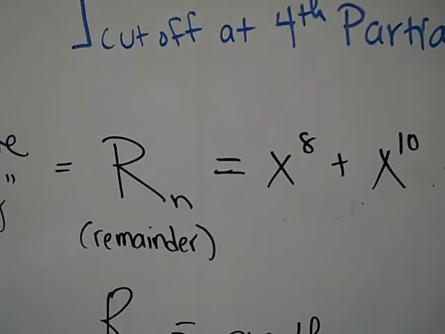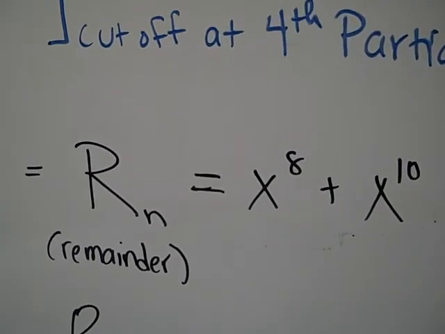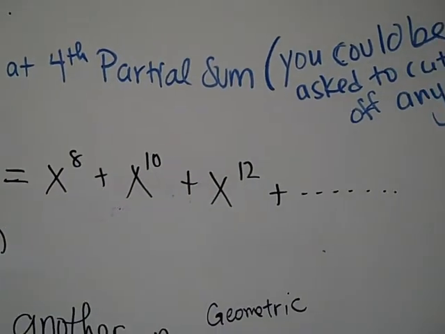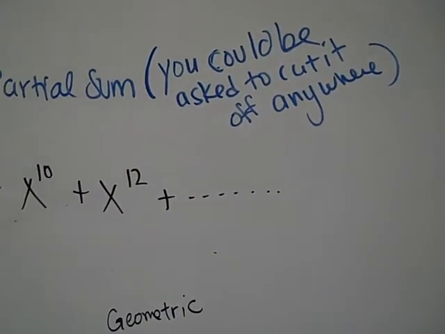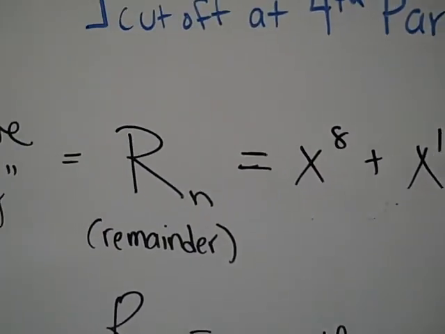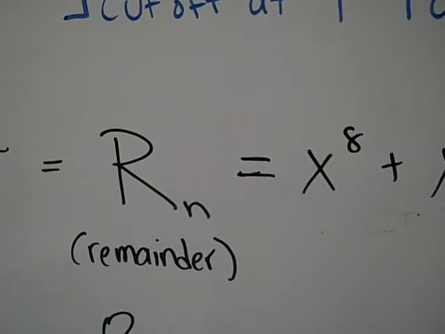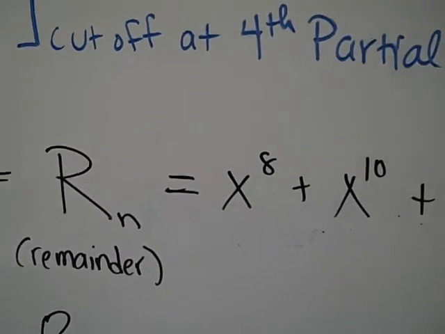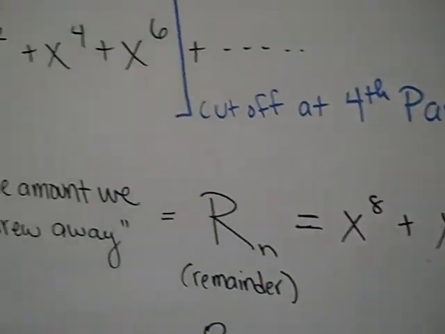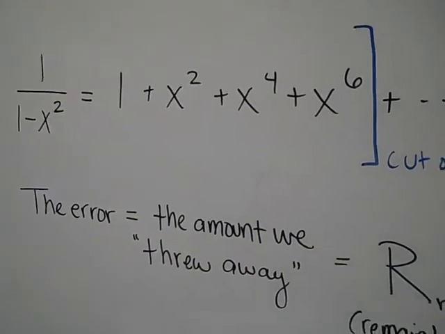So I'm going to start off my remainder by saying, well, the remainder would start with x to the 8th, and then it would include x to the 10th, x to the 12th, x to the 14th and 16th, and so on, and it would go on forever. So this remainder is actually the amount of the series that I cut off. It starts at x to the 8th, and it keeps going on forever, and it's the amount that I didn't use in my original series.